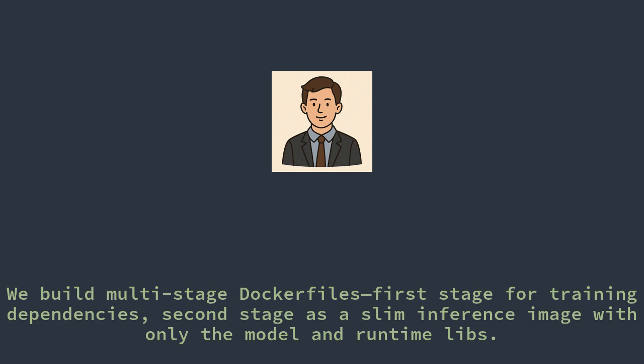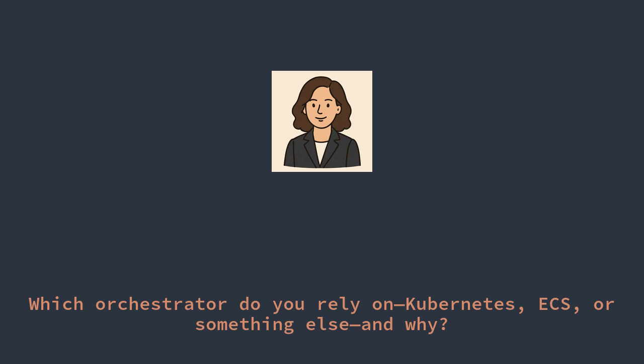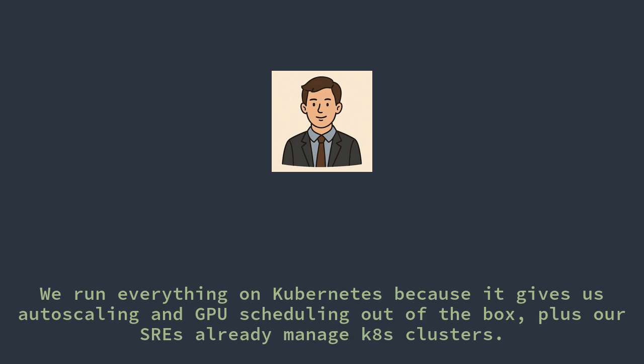We build multi-stage Dockerfiles, first stage for training dependencies, second stage as a slim inference image with only the model and runtime libs. Which orchestrator do you rely on, Kubernetes or something else, and why? We run everything on Kubernetes because it gives us auto-scaling and GPU scheduling out of the box. Plus our SREs already manage K8s clusters.